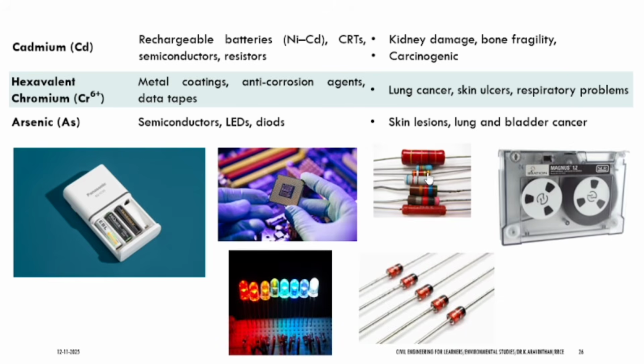Chromium and arsenic. What does e-waste consist of? Chromium: have you seen old tapes? These are not available now, but 10 or 15 years ago, these tapes were there. This tape has metal coatings, and yes, chromium. This chromium will affect humans with lung cancer and skin ulcers.